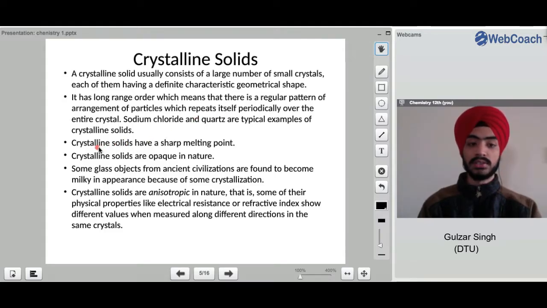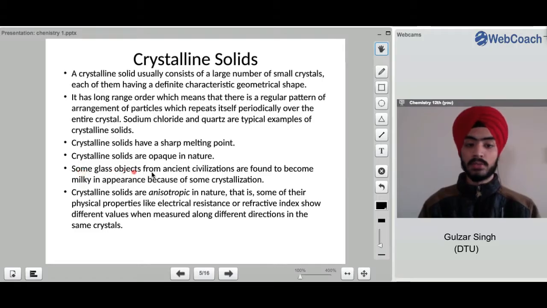Crystalline solids have a sharp melting point. That is, they melt at a particular temperature, and at that temperature their phase changes. Crystalline solids are opaque in nature. That is, if you have a crystalline solid, it will be opaque. It won't let the light pass through it.